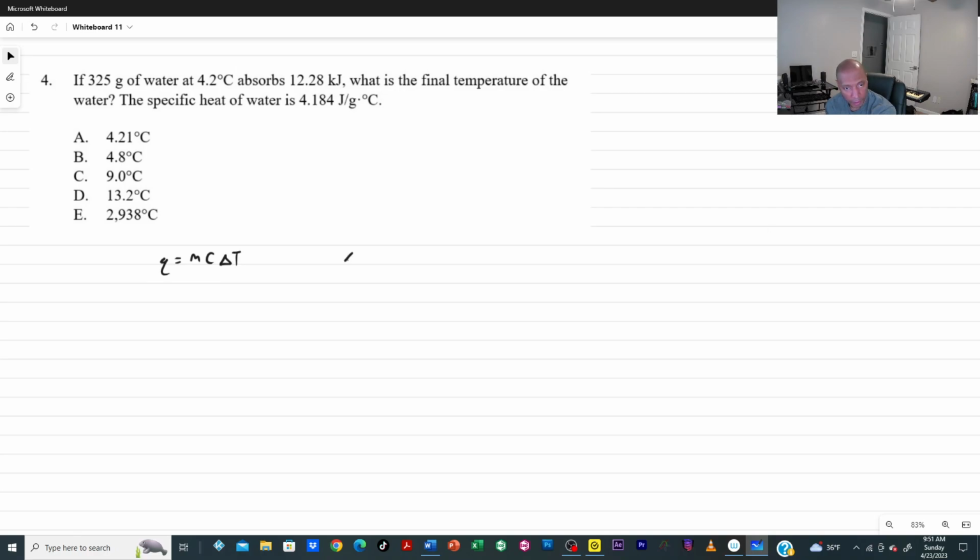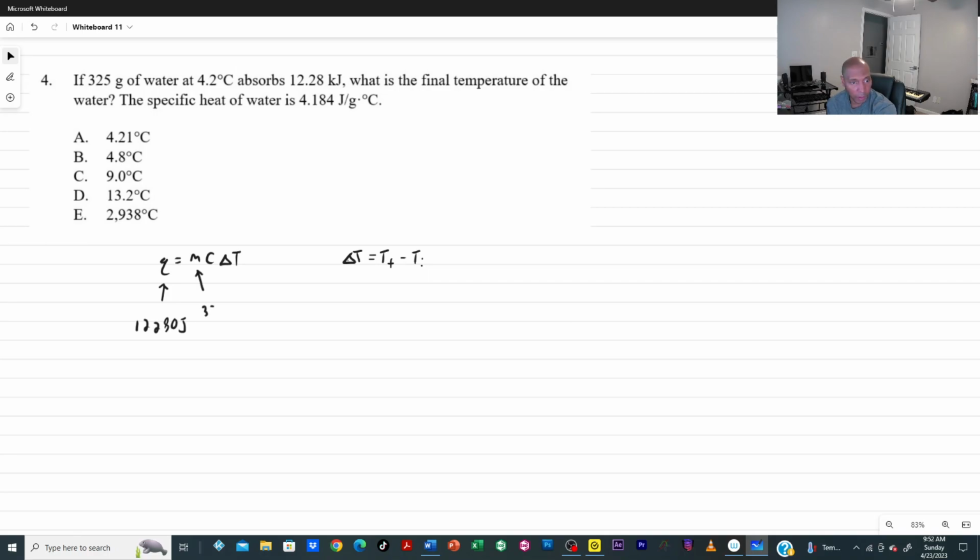Okay, so again, we have the two equations. We have Q is equal to M times C times delta T. And we also have the fact that delta T is equal to T final minus T initial. Now, since they're asking us to find the final temperature, my first task is going to be to find delta T. So I'm going to use this equation to find delta T. Then I'm going to put delta T in this equation and find T final.